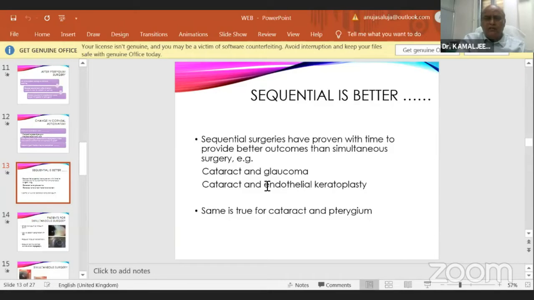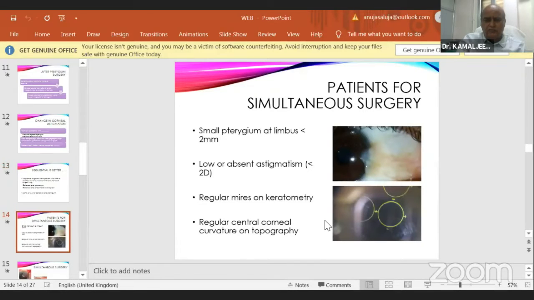Why is sequential better? Because, as I have already mentioned, you can do a good keratometry, and that helps you. The same is true with cataract and glaucoma. So simultaneous surgery many a time does not give you a good result. And the same is true for cataract and pterygium also.